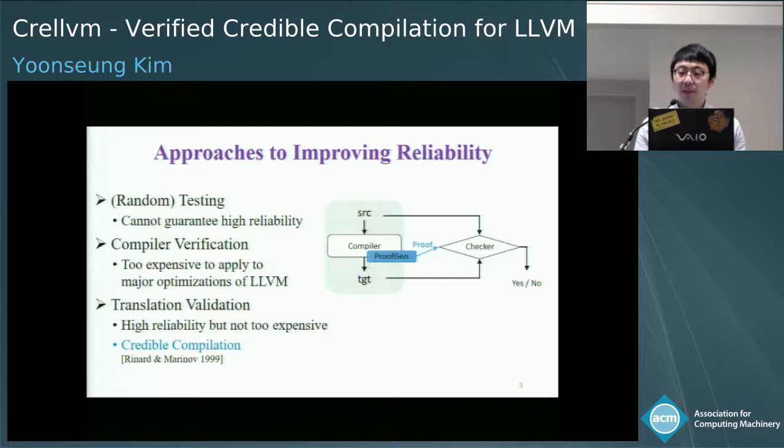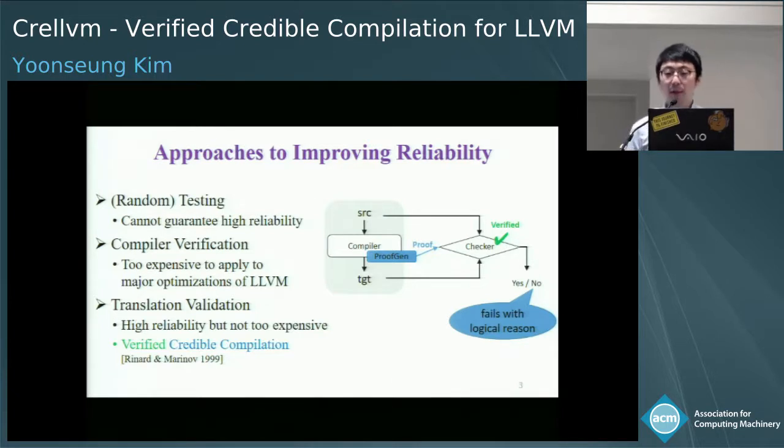There are several ways of validating translations, among which we think something called credible compilation is the most effective way of improving reliability of production compilers. Specifically, in this approach, the compiler is augmented with proof generation code that generates a correctness proof for each optimization written in a general logic. Then each generated proof is checked by a general proof checker. More interestingly, when validation fails, it derives a logical reason for the failure from the given proof, which is really helpful for tracking the source of the bug. Also, by verifying correctness of the proof checker, we can further increase reliability.